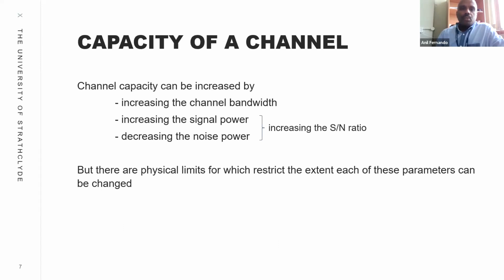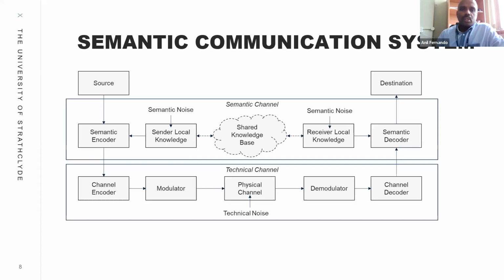So channel capacity can be increased by increasing the bandwidth, increasing the signal power, or decreasing the noise power. So basically, these are the constraints. That's why people have been looking at different avenues to increase the capacity, hence the semantic communication concept. Like I mentioned before, this is the systematic diagram, very briefly, to introduce semantic communication.